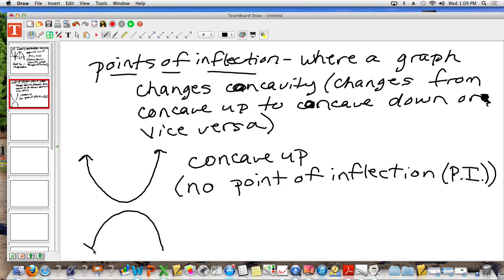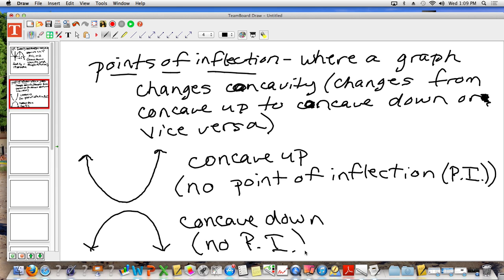So, all right, here we go. Take a wild guess. Concave up or concave down? Concave down. Concave down. Again, there is no PI. There is no point of inflection because it does not switch from one direction to the other.